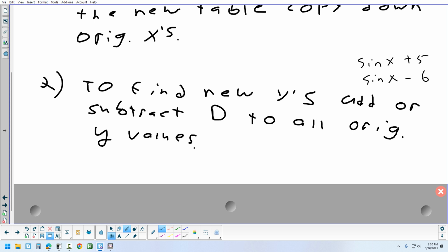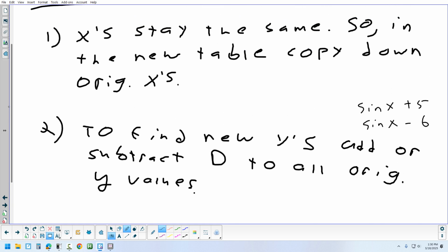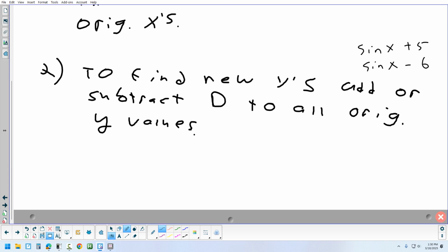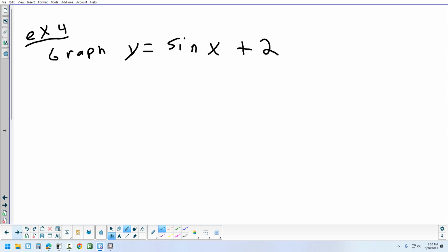So horizontally, you do the opposite. Vertical, it stays the same. Horizontal is always the opposite. Vertical stays the same. Any questions before we do some examples of those two steps? All right, so let's try a couple shifts.